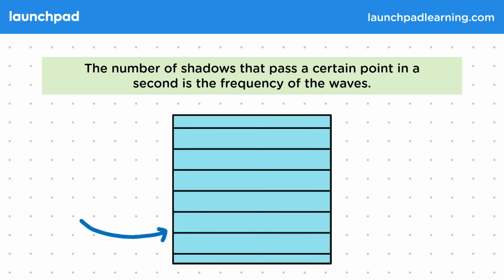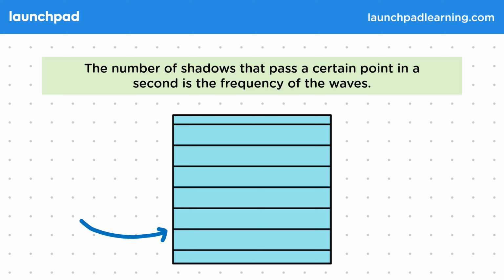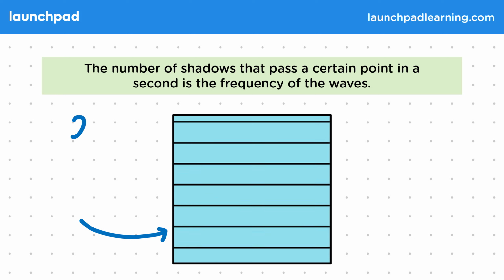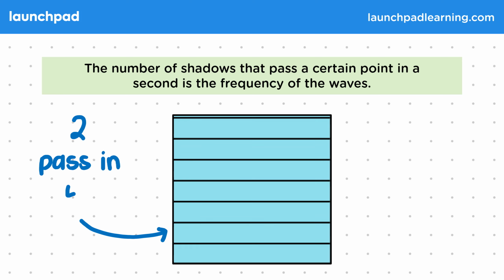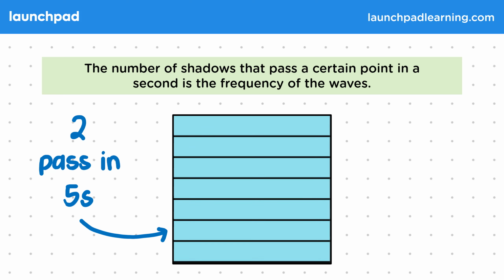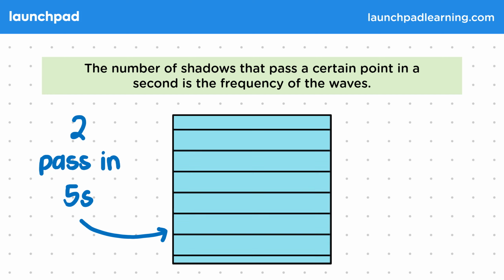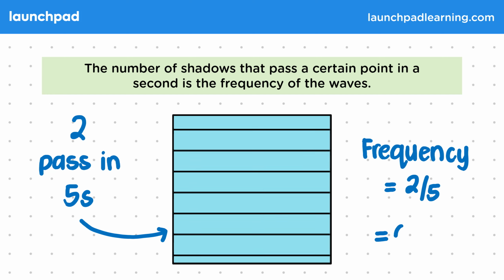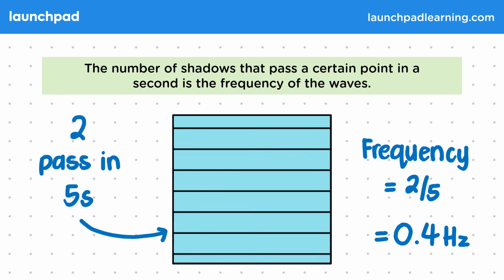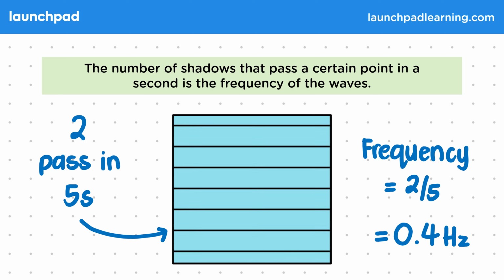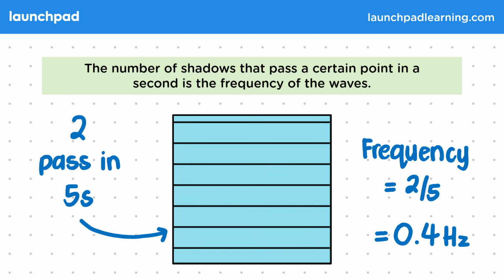Again, we'll use a larger measurement to make our results more accurate. This time we'll watch the waves for 5 seconds after a shadow passes, and observe that 2 more shadows pass in this time. This corresponds to watching 2 wavelengths pass. So we can calculate our frequency as 2 divided by 5, which is 0.4 Hz. Now what can we then do with this wavelength and frequency?